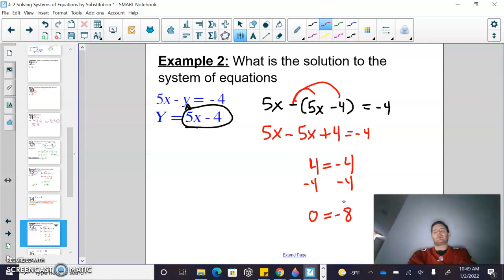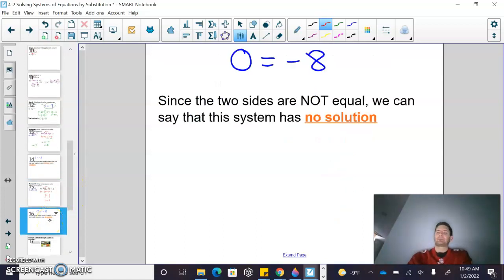Now you're probably sitting here wondering, how in the world can 0 be equal to negative 8? That doesn't make sense. Well, this is the situation where, since the two sides are not equal, the lines don't cross anywhere. So there's no solution to this one. The lines are parallel. So if you ever have a situation that looks like this, you can say that the system has no solution.